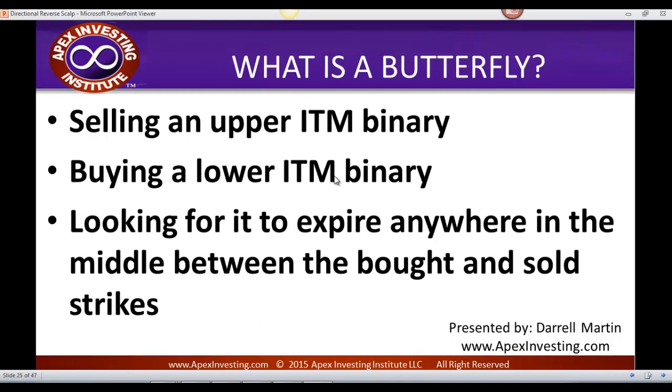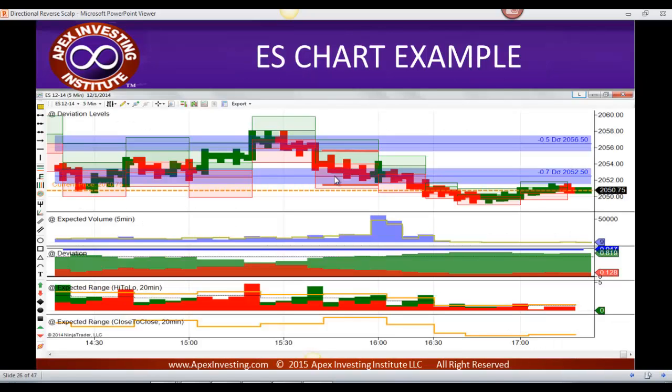What is a butterfly? Butterflies are a strategy we use for range-bound markets. What a butterfly is where you're selling an upper in the money binary and you're buying a lower in the money binary. You're actually entering into two contracts potentially at the same time, and you're looking for the market to expire somewhere in the middle between the two. That way you can profit on both sides.